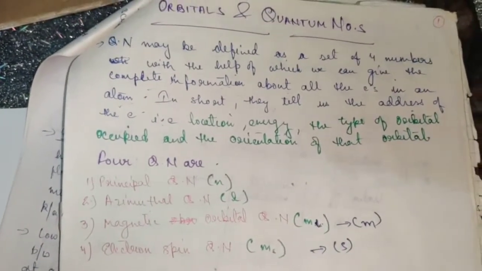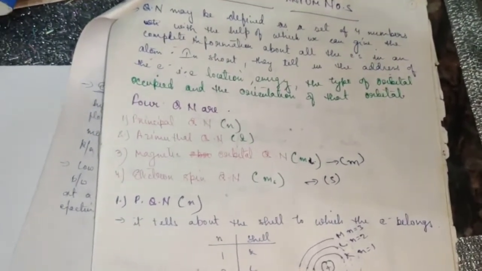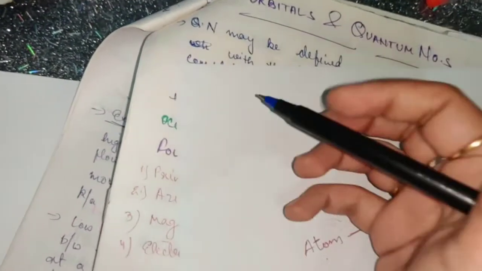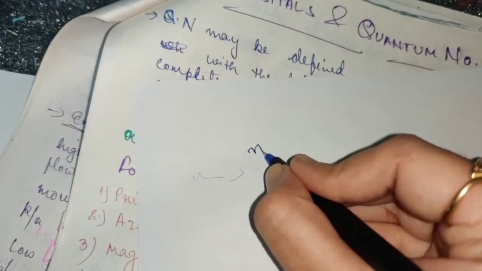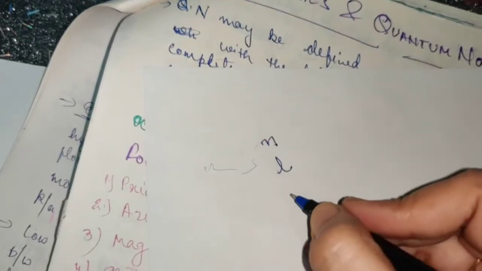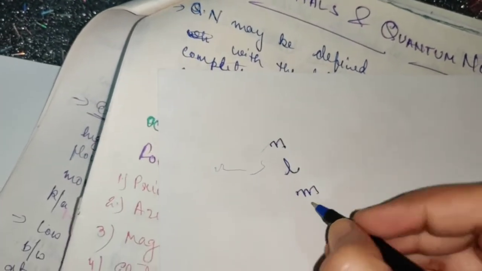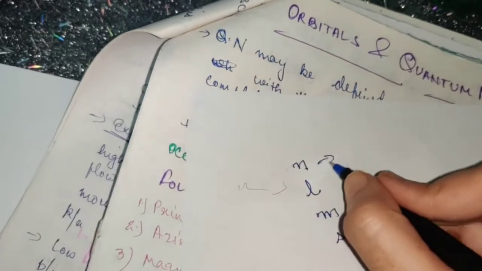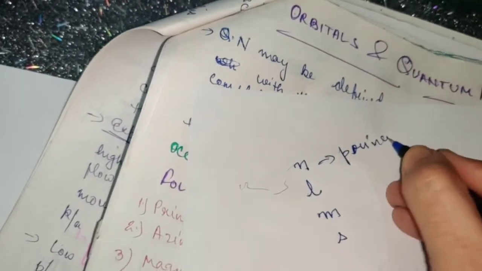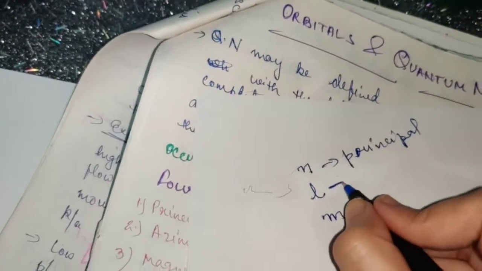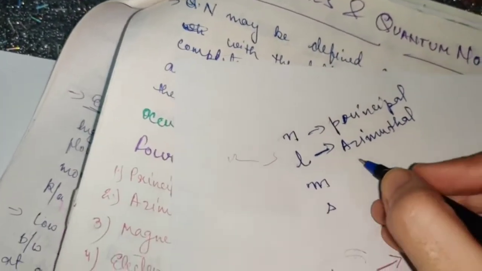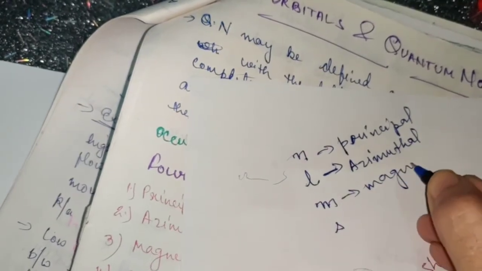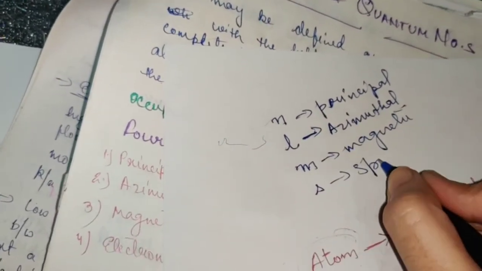Now the next part is the azimuthal quantum number, which I'll be telling you in my next session. I'm again making you revise these things, children. There are a total of 4 quantum numbers that you will be studying. The first one is the principal quantum number, the second one is the azimuthal quantum number, the third is the magnetic quantum number, and the fourth is the spin quantum number. This is the principal quantum number, l is azimuthal, also known as the subsidiary quantum number, m is the magnetic quantum number, and s is the spin quantum number.